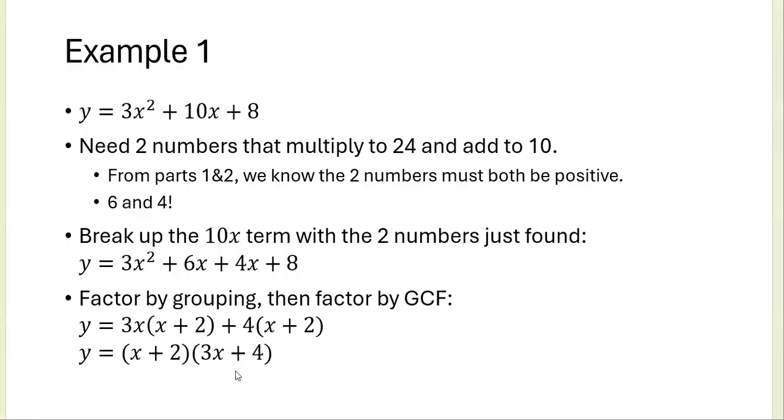The key points, once again, are you need the two numbers to multiply to 24, not to 8 here. And then you use those two numbers to break up this middle term over here. And then you factor it by grouping and all that. What happens if I put the 4x here and the 6x here? Since I wrote 6 and 4, I put 6x here and 4x here. But what if I swap the order?